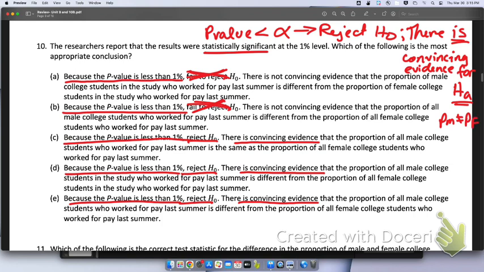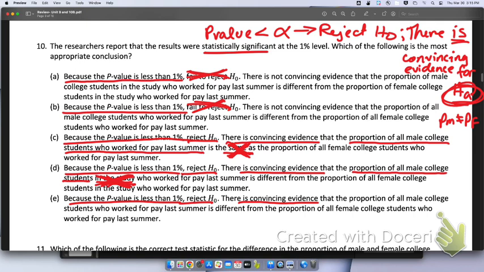So there is convincing evidence that the proportion of all male college students who worked for pay last summer is the same at, nope, that's the null hypothesis. We got convincing evidence for the alternative hypothesis. There is convincing evidence that proportion of all male college students in the study, it's not that it's the ones in the study. We are doing all of these confidence intervals and hypothesis tests in order to see something about the true proportion, the true population. It's not about what's in the study.